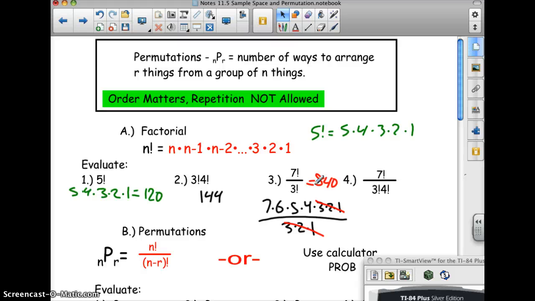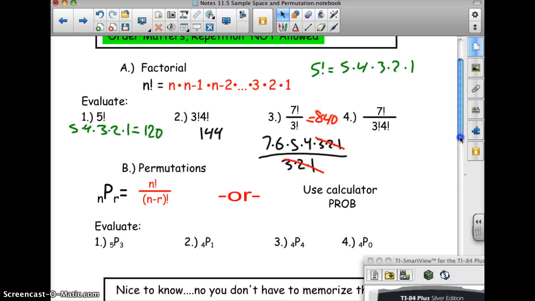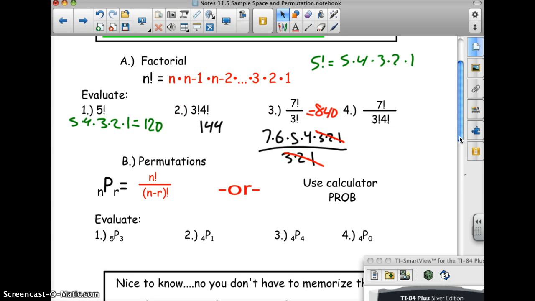Like if I had 100 factorial over 99 factorial, I can't do that on the calculator, but I can do it by hand.